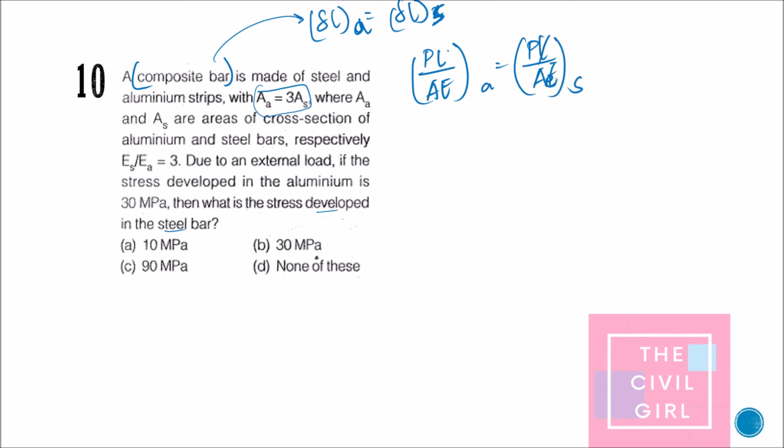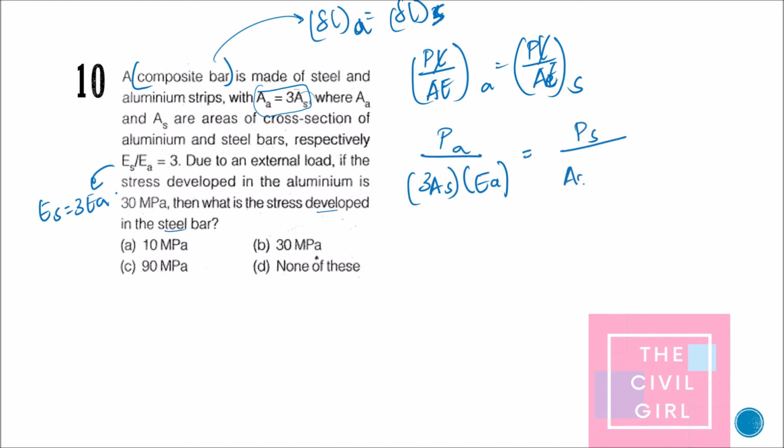So length, it is of the same length, so I can cancel that, and let P be so, and A is equal to AA is equal to 3AS. So I can write this as 3AS into this can be written as ES is equal to 3EA. So I am going to keep EA as such, which is equal to PS divided by AS. I am going to keep AS as such into ES can be written as 3EA. 3EA is equal to PS.